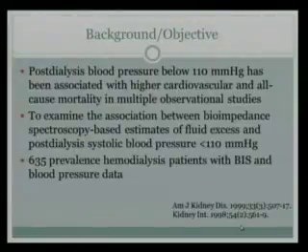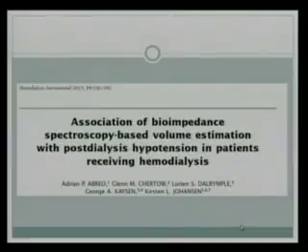Basically, we would take a BIS measurement before dialysis, and we would estimate how much fluid that patient had to give using our formula. We would see how much the patient actually had removed, and we wanted to see if that difference, if they had more removed than what we thought they had to give, were those patients more likely to be hypotensive at the end of dialysis? So this was the study that was published.